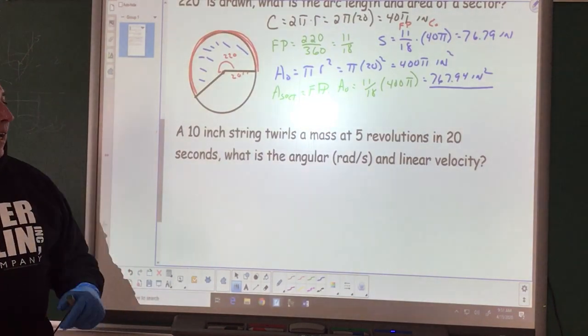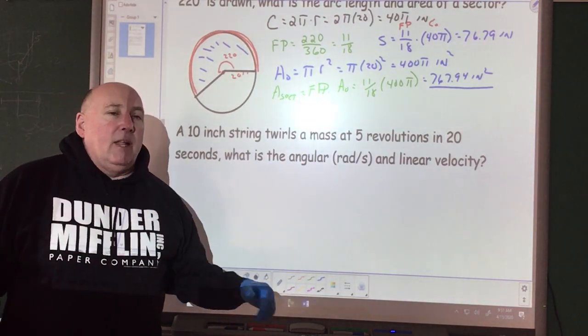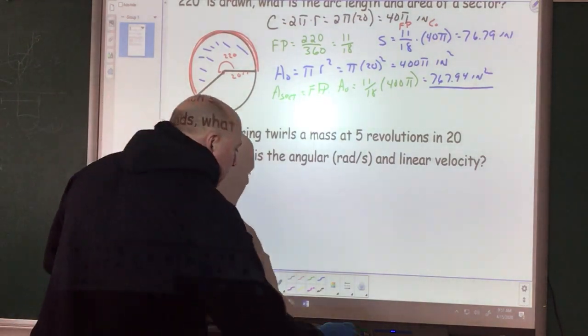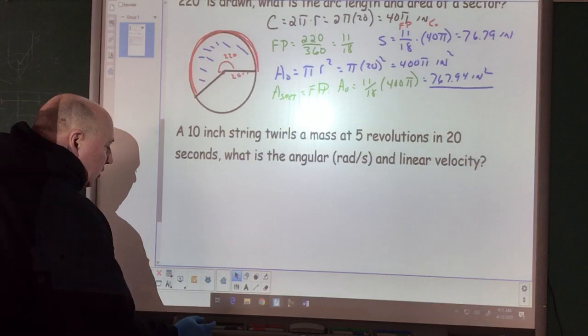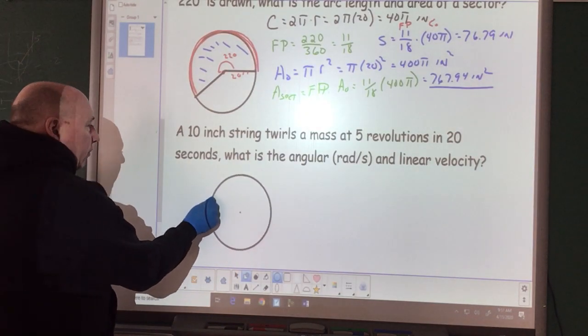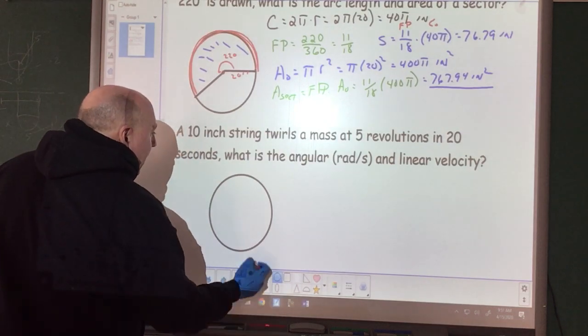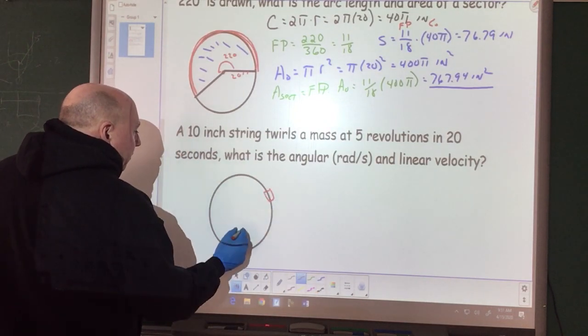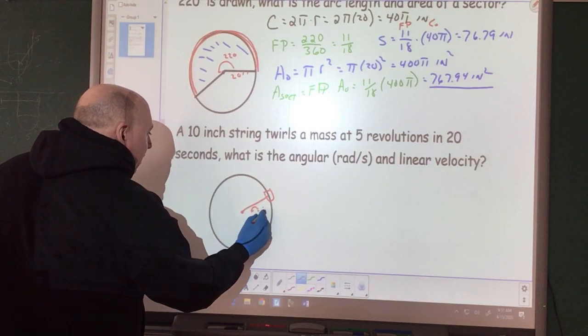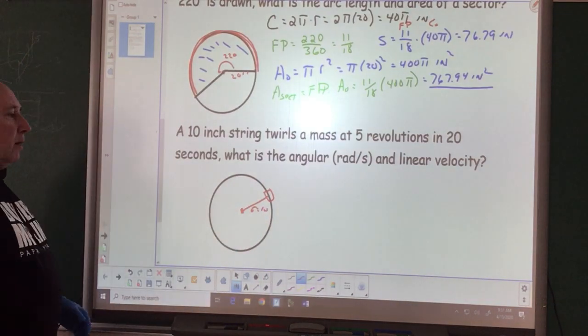We want to find the angular velocity and the linear velocity, and this angular velocity is in radians per second. So once again, if we take a look at our circle, we have this mass, and we have a radius of 10 inches in our string.